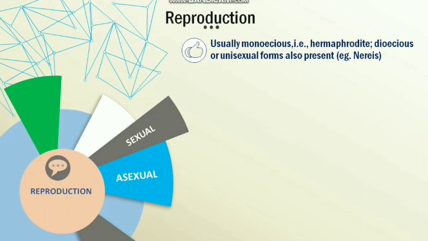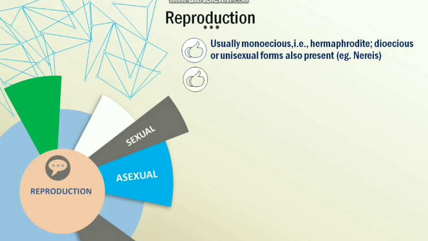You can see the dioecious condition or unisexual condition also in annelids, for example in Nereis. In that case, sexes will be separate. 2 different individuals will be there, male and female. In the case of the earthworm, we can see that both male and female sex organs are present in the same individual, that is, hermaphroditic in nature. Earthworm is hermaphroditic in nature.